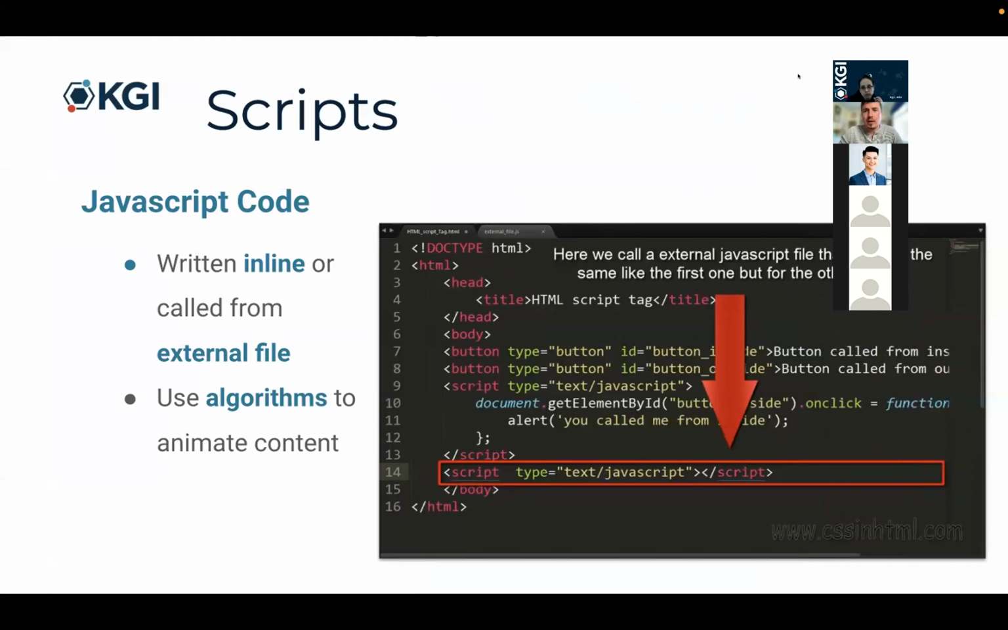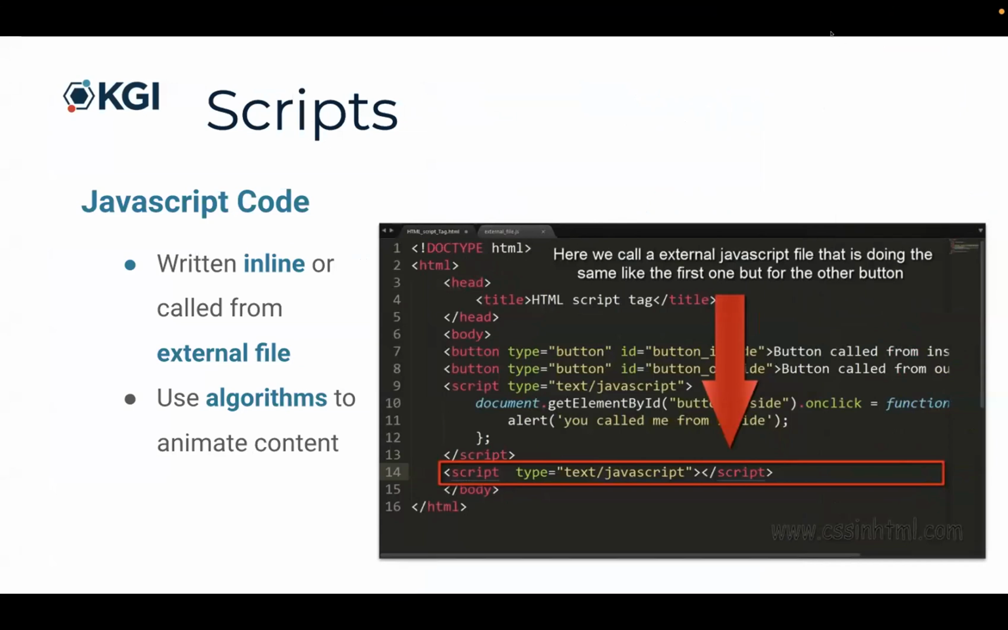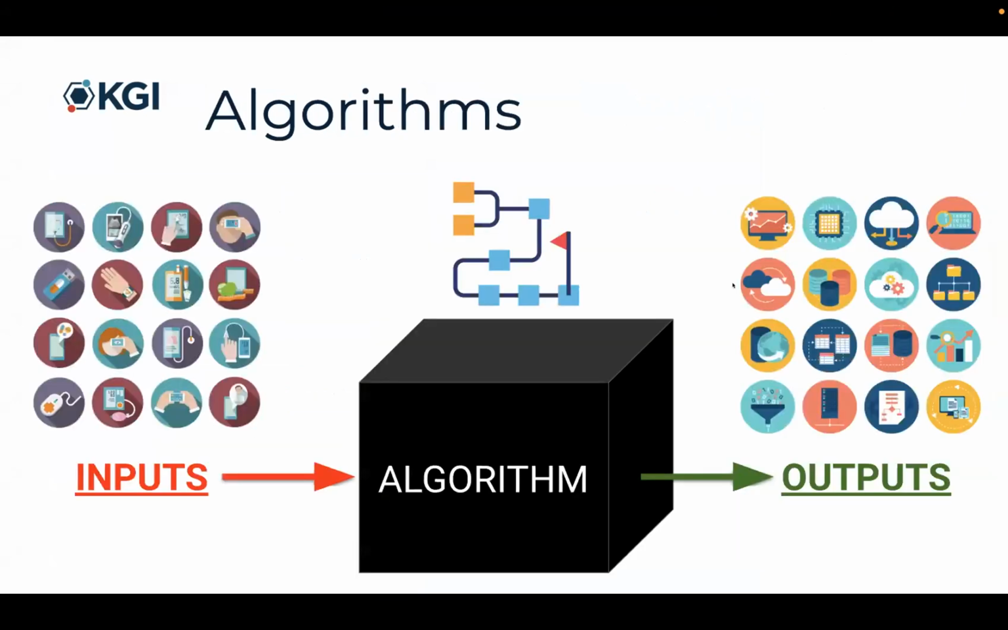Okay, I'd like to talk a little bit about JavaScript code and how it works within the scope of algorithms. So at its base, an algorithm is essentially something that takes inputs and turns them into useful outputs. So a patient or a user might enter certain information. Maybe they click certain choices. Maybe they put something into a form.